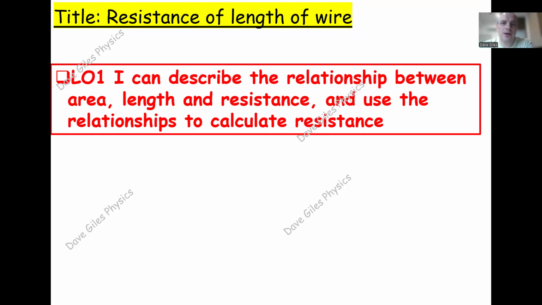Electricity and magnetism unit. And today we're looking at resistance in a length of wire. So, to describe the relationship between area, length, and resistance, and use the relationship to calculate resistance.